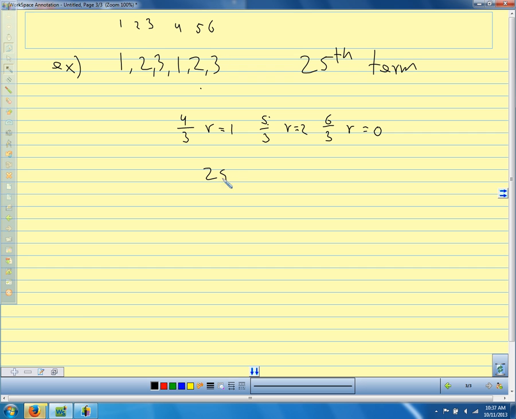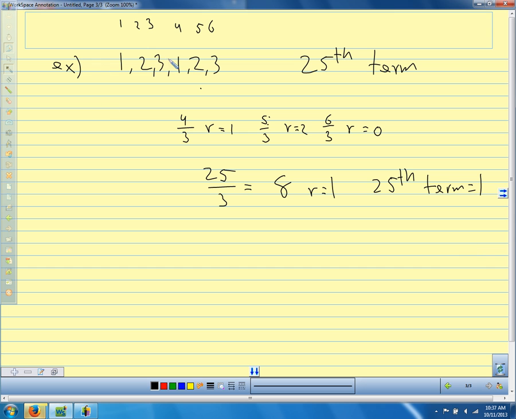So 25 divided by 3. So 3 goes into 25 how many times? 8, with a remainder of 1. So the 25th term would be 1. Isn't that a nice little trick? That's a nice way of doing things like this.